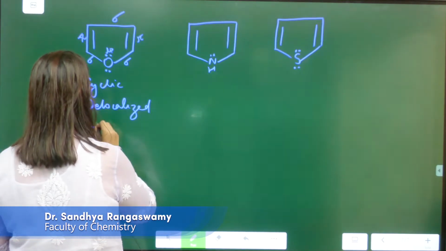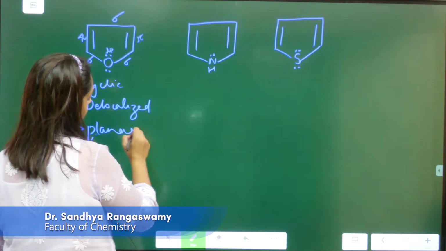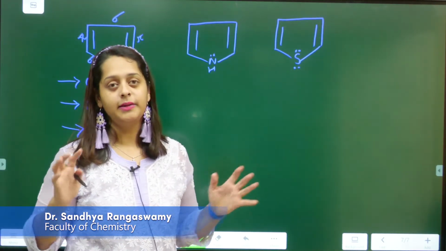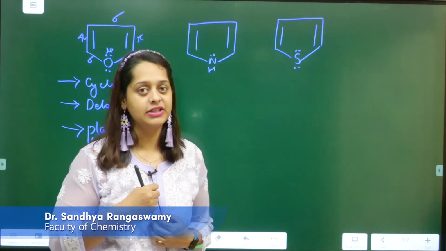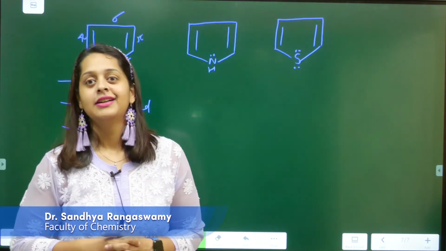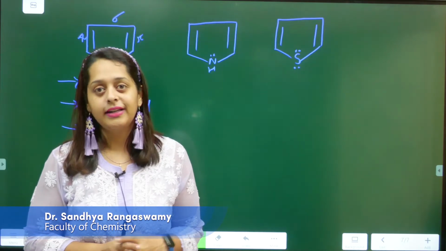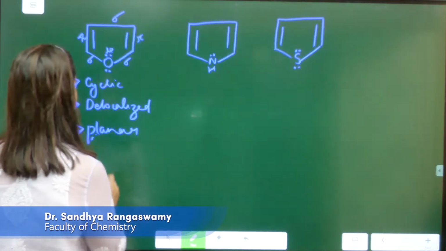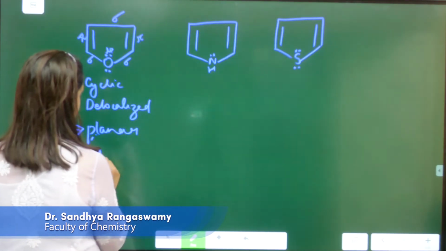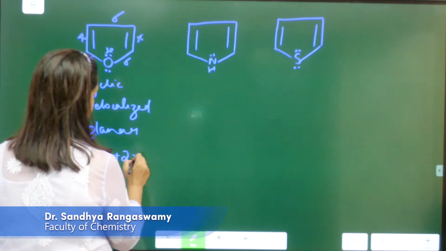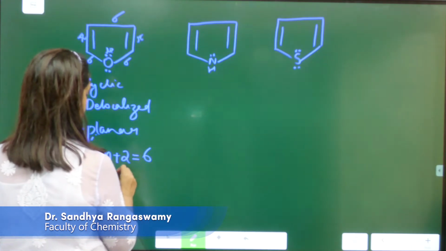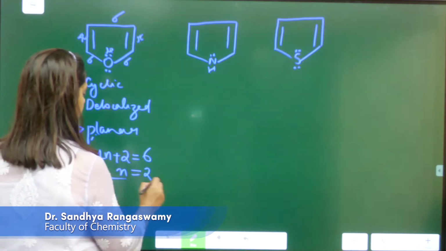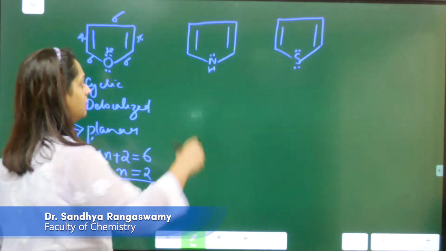Planarity. For this you have to take my word for it, stating that this molecule is planar. So I told you, right, planarity will be either taught by your teacher or given in your book. Sometimes it is not very easy to predict the planarity of the molecule as such. Okay, so this is a planar molecule. Let's see about the 4n plus 2 rule. So 4n plus 2 becomes 6 electrons, so n is equal to 1. Thus it follows Huckel's rule. Thus it's an aromatic compound.